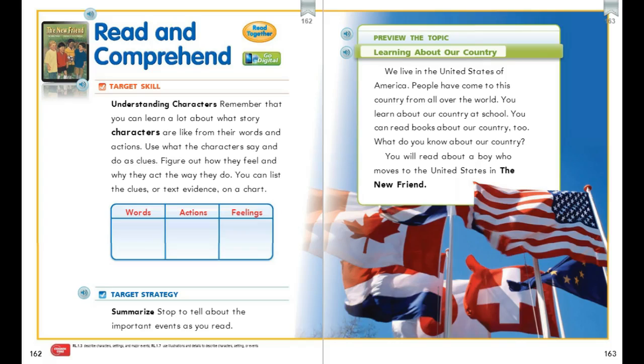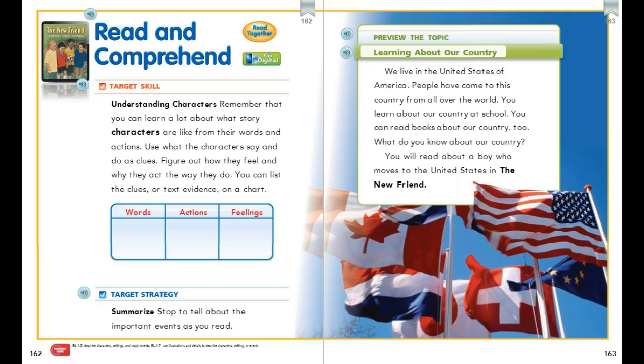Turn in your student book to page 162. We're going to try to understand characters in a setting and how to summarize while we read a story. That's our target skill and target strategy this week.